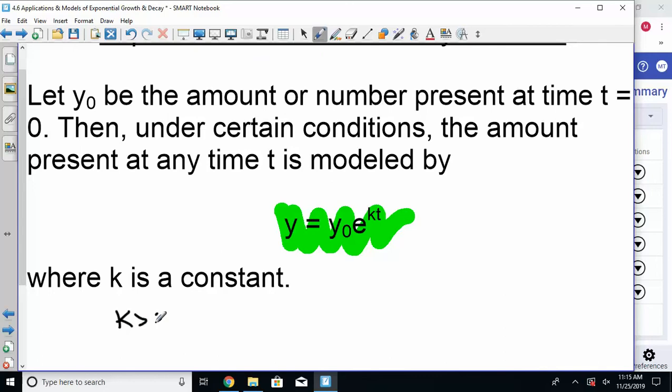If your k is greater than 0, that's exponential growth. If your k is less than 0, that's exponential decay.